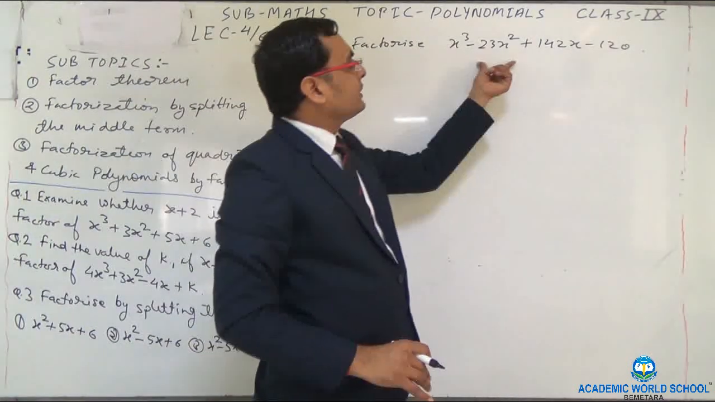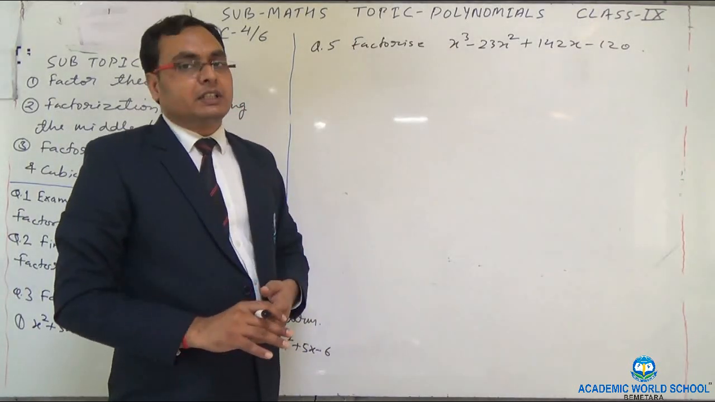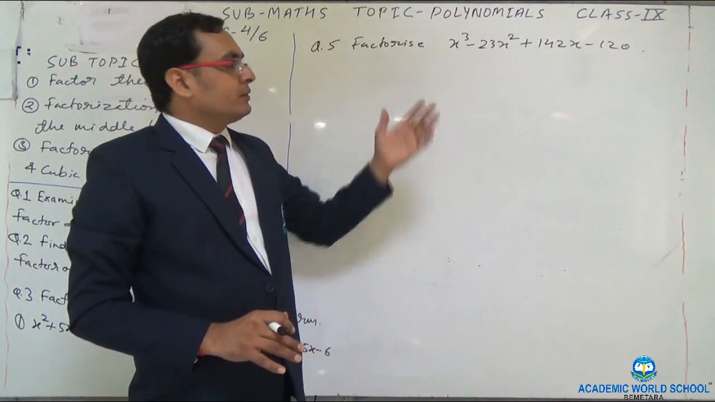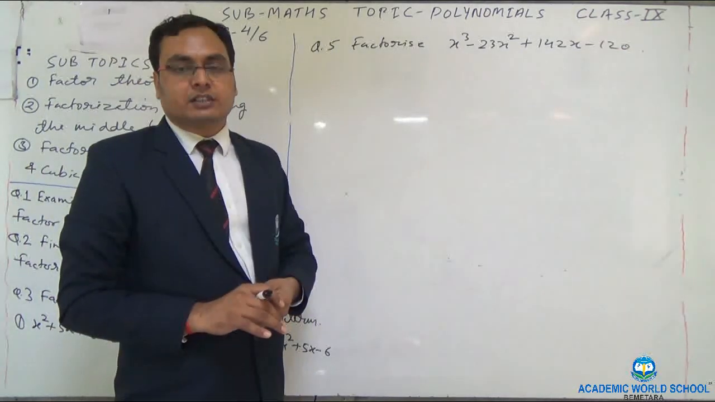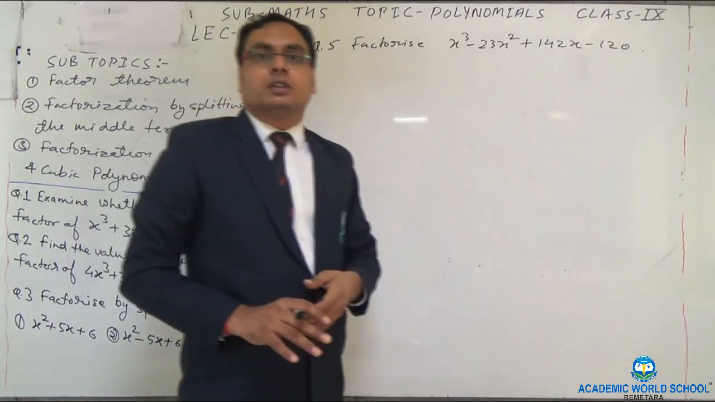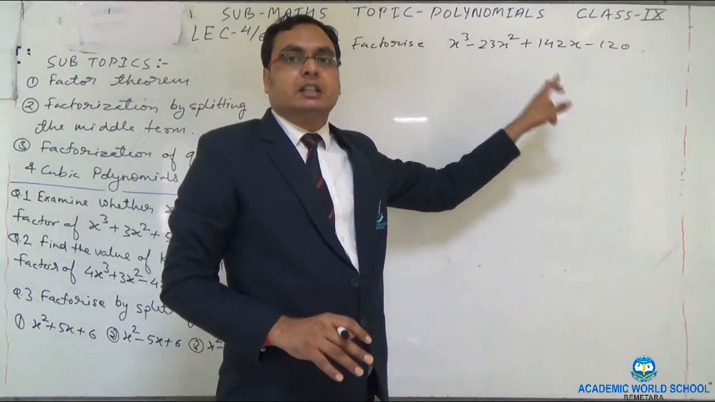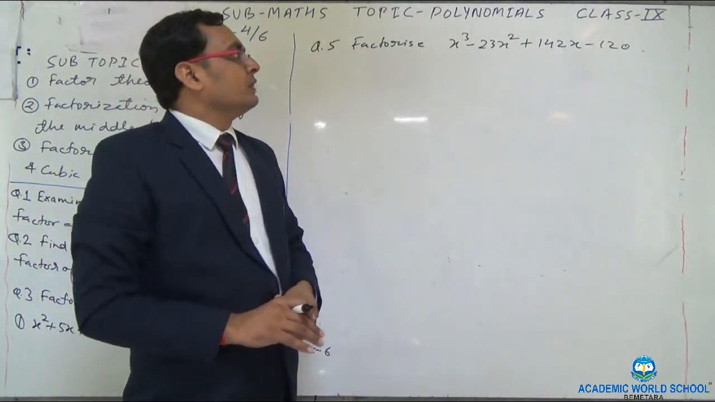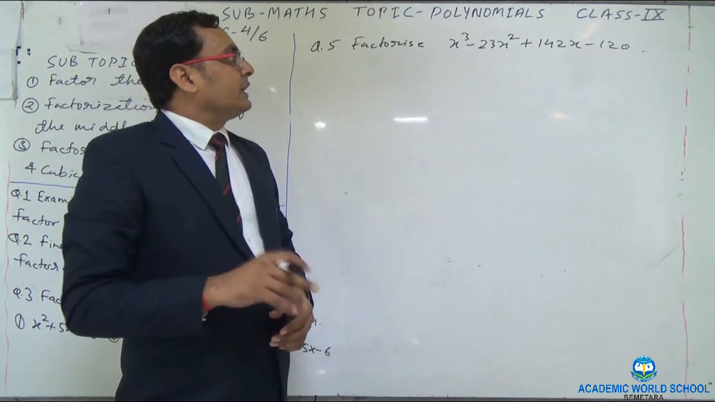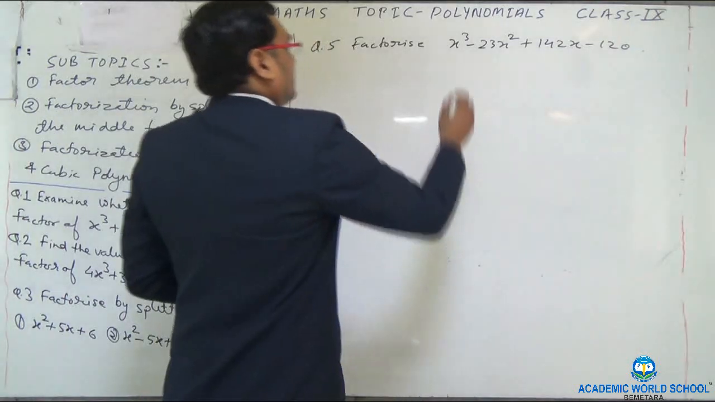Look at here, two terms are middle terms. So if we want to factorize by splitting the middle term, then we have to split these two terms. That is a long process. What we will do is find one factor by the factor theorem, and then we can split these middle terms also. Or after finding one linear factor, we will divide this cubic polynomial by that linear factor and reduce this cubic polynomial into a quadratic polynomial, and then we will factorize that quadratic polynomial with the help of splitting the middle term.